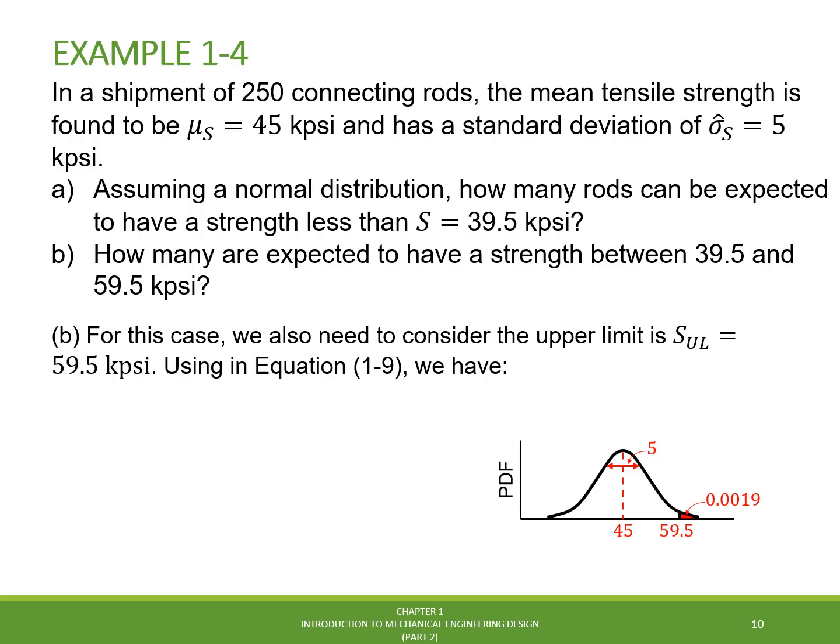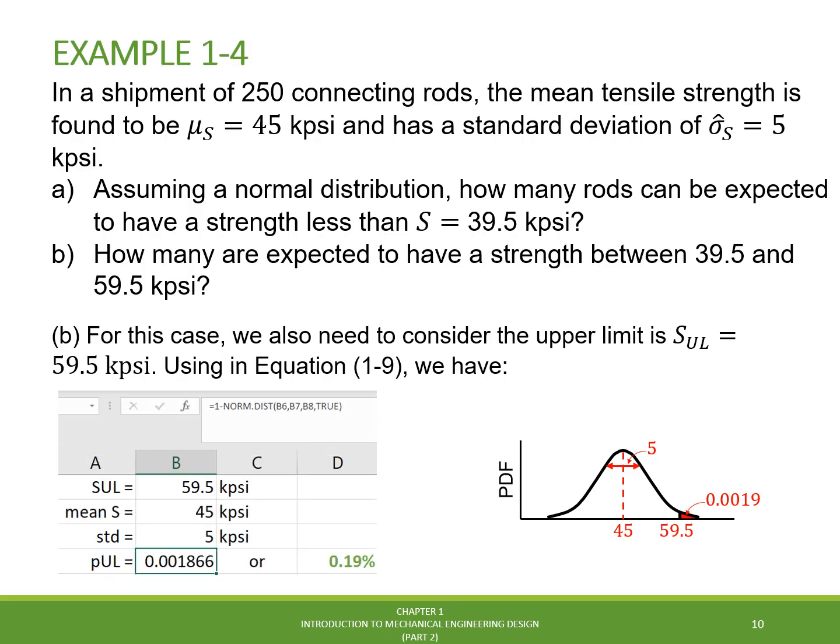So let's go ahead and calculate this probability using the upper limit. Then I have here the Excel statement. So I'm going to be using the statement given in equation 1.9, which is given by 1 minus the NORM.DIST function for those arguments here.